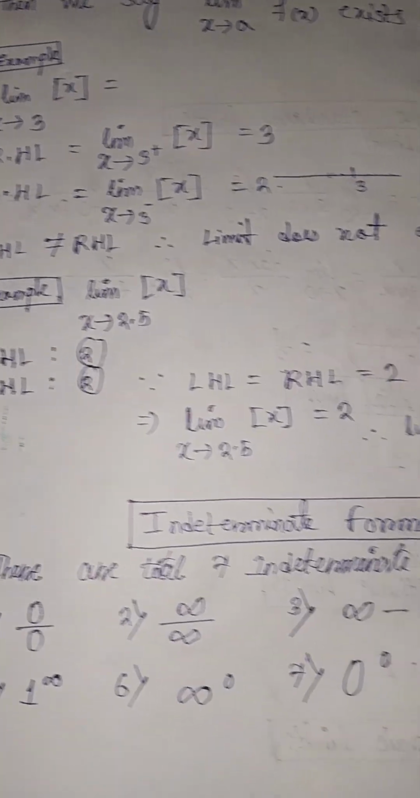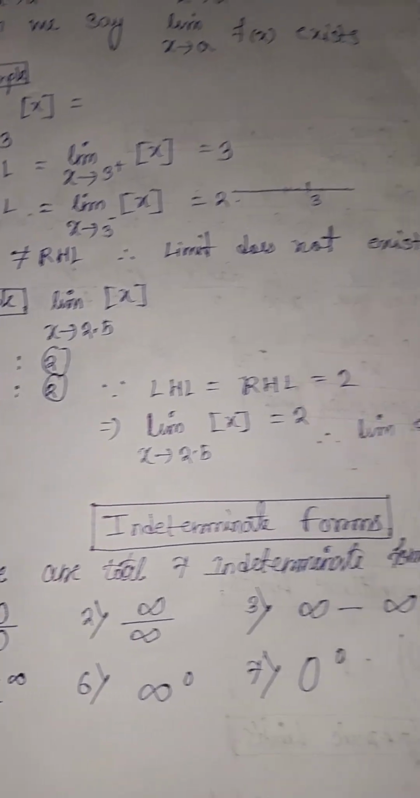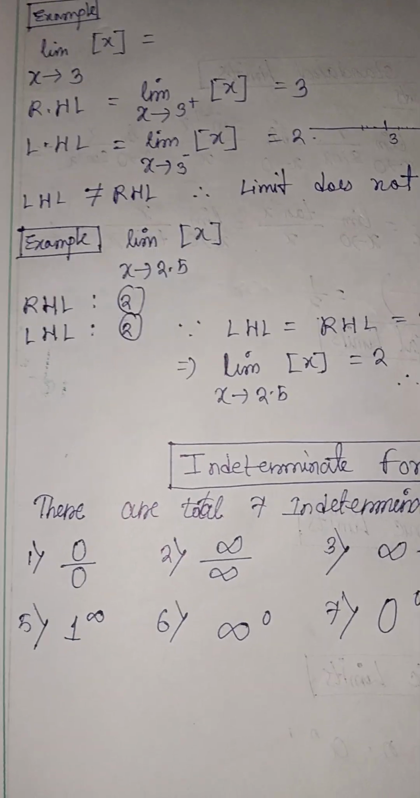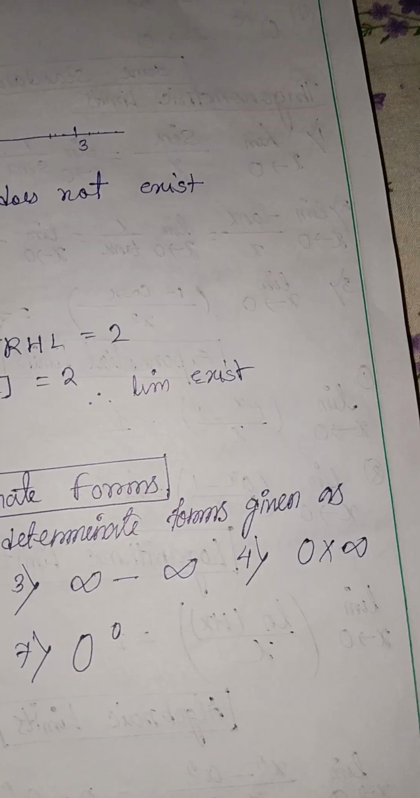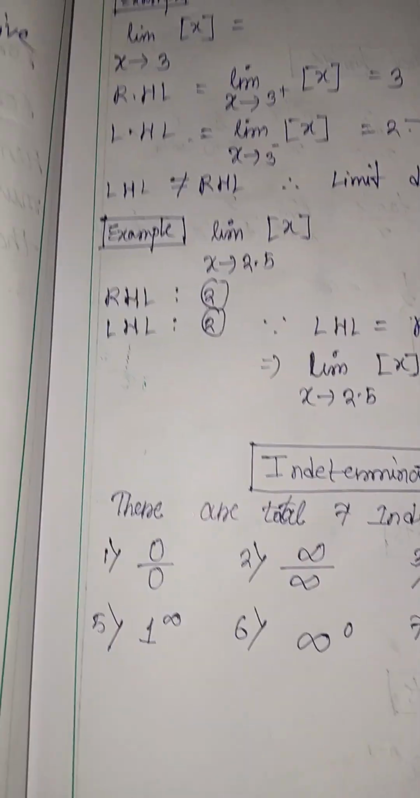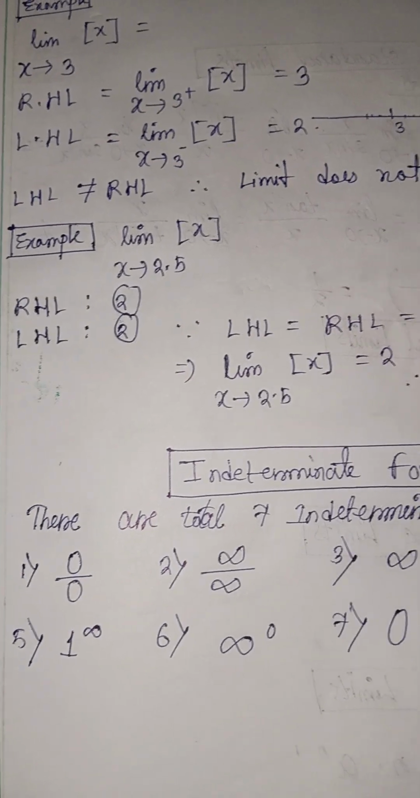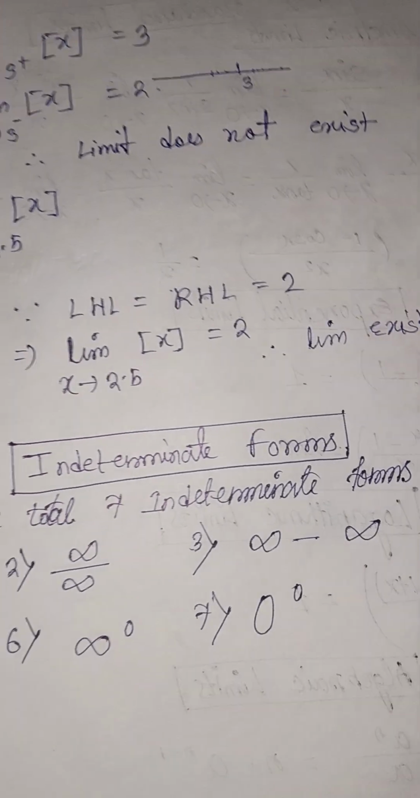So next, indeterminate forms. So what is an indeterminate form? There are a total of 7 indeterminate forms. First is 0 by 0, second infinity by infinity, third infinity minus infinity, fourth 0 into infinity, fifth 1 to the power infinity, sixth infinity to the power 0 and seventh 0 to the power 0.